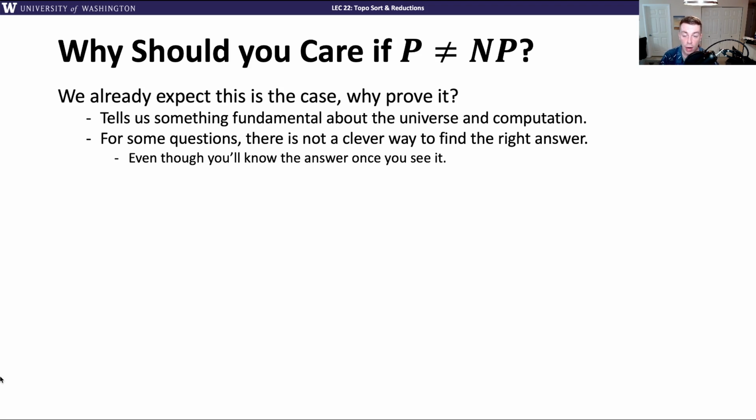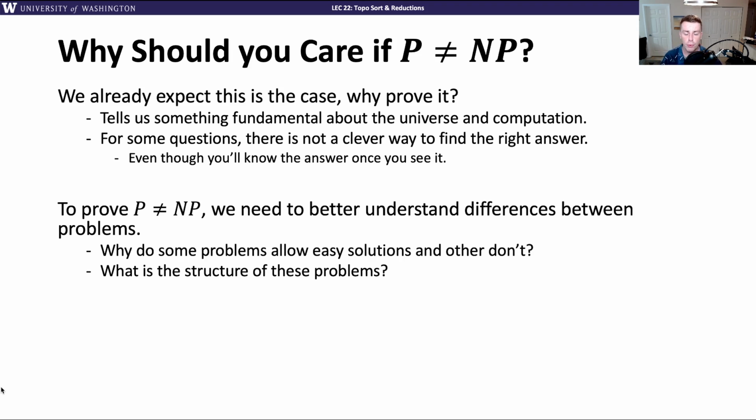Well, trying to solve this problem does tell us a lot about problems in general. It tells us something fundamental about the universe and computation, that solving problems is harder than validating solutions. It would tell us that there is this kind of fundamental limit that for some questions, there's not always a clever way to find the right answer, even though you'll know the answer when you see it. So this fundamental difference can help us when thinking about computation more broadly. Now, if we're able to prove that they're different, I mean, we'd make the $1 million, which is great, but it helps us dive deeper, gives us a chance to learn more about computation.